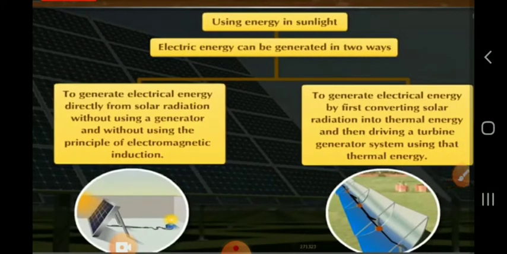Two ways are there to create electricity from solar energy. The first way is to generate electrical energy directly from solar radiation without using a generator and without using the principle of electromagnetic induction. The second is to generate electrical energy by first converting solar radiation into thermal energy and then driving a turbine generator system using that thermal energy.